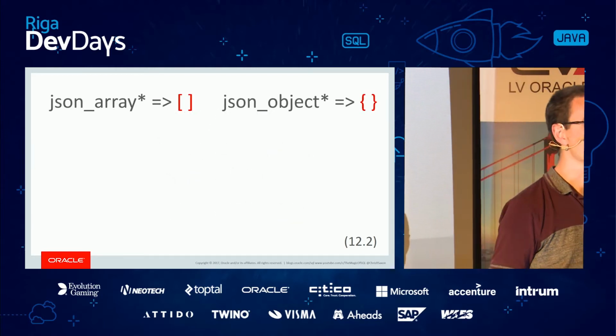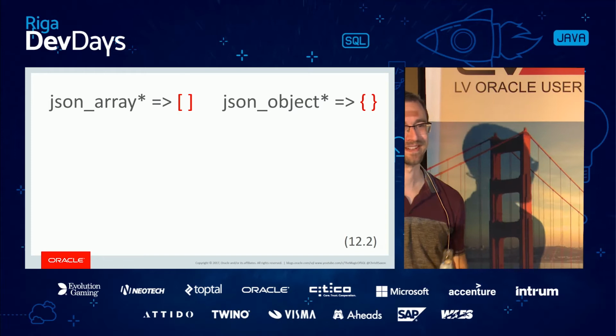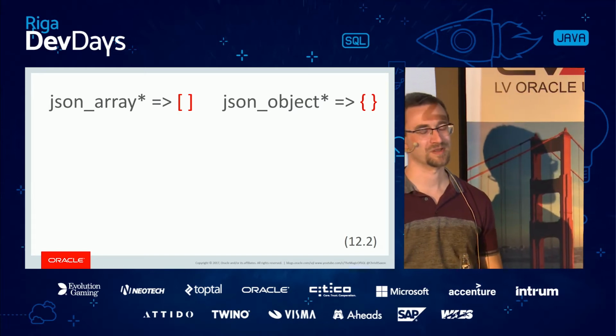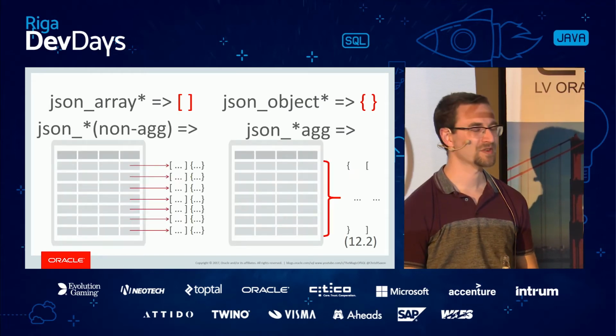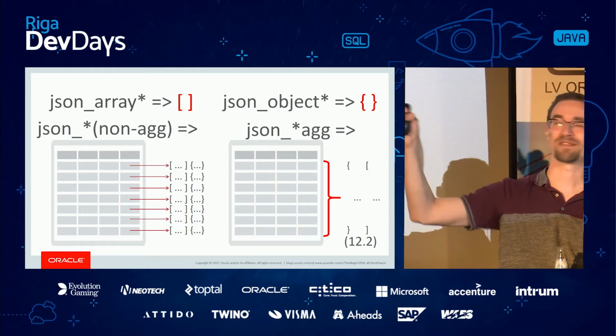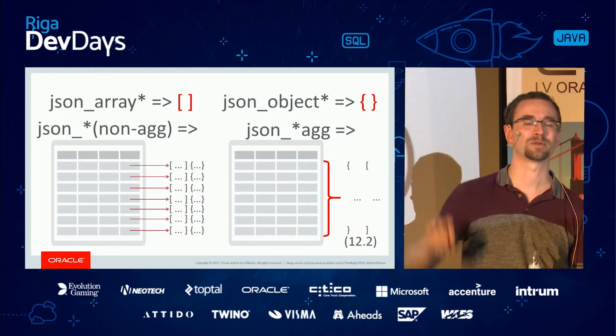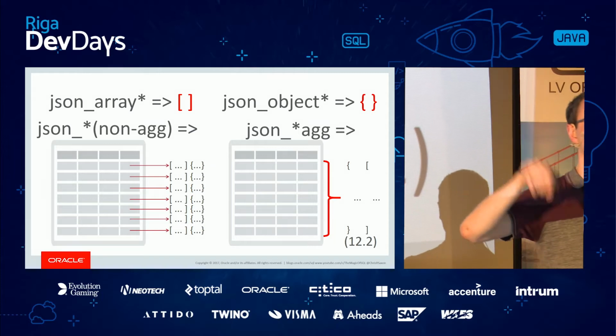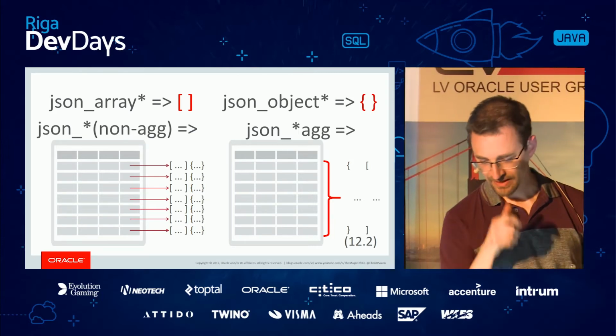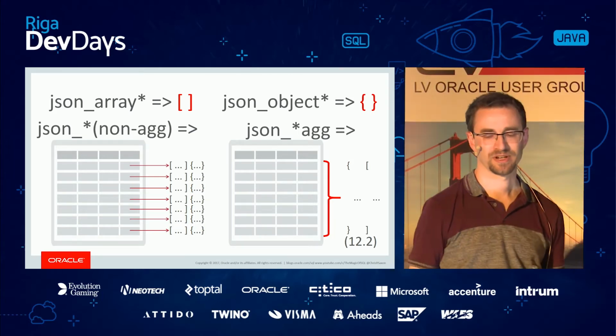Well, quite simply, the array ones give your output with the square brackets, and the object ones put the curly brackets around it. And aggregate versus non-aggregate. For the non-aggregate versions, for every row in your input, you'll get an array or object in your output, and the aggregate can combine many into one. So it makes it quite easy to generate a JSON document.